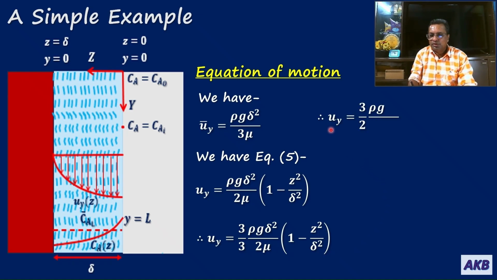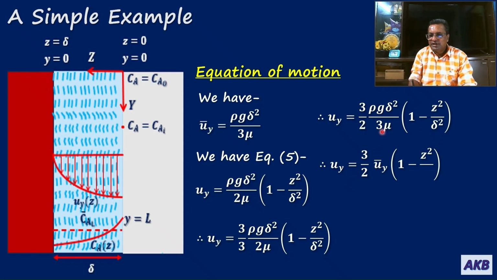So that is uy is equal to 3 by 2. Now I am bringing 2 at this position and taking this 3 to this position. So it will be uy is equal to 3 by 2 into rho g delta square by 3 mu into 1 minus z square by delta square. And rho g delta square by 3 mu is nothing but u bar y. Therefore uy will be equal to 3 by 2 u bar y into 1 minus z square by delta square. I am calling it equation number 6.